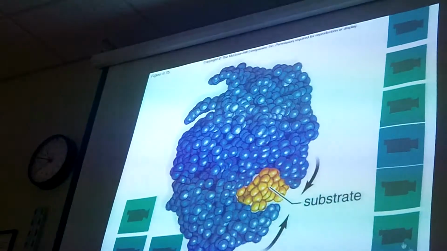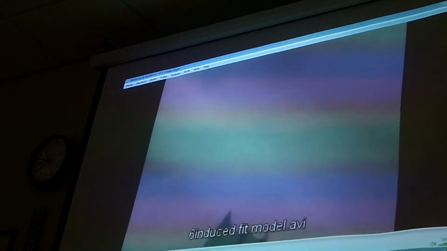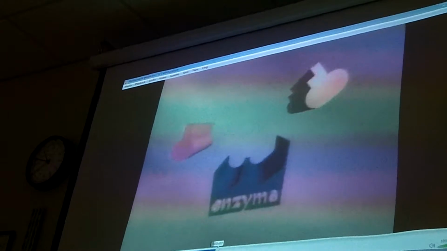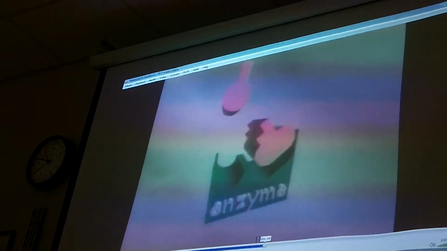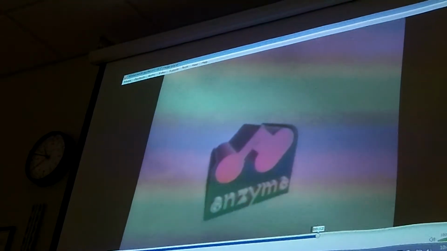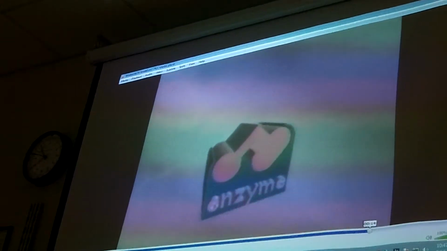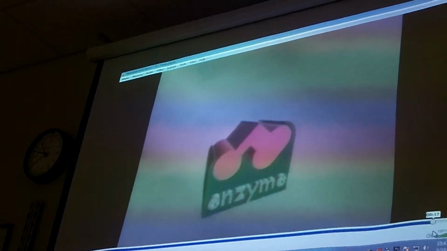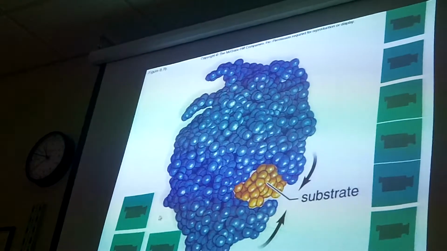That was what we just did. According to the induced fit model, substrates come into the active site. They fit in there, push together, induced fit, and these never come out. What a lame video that was.